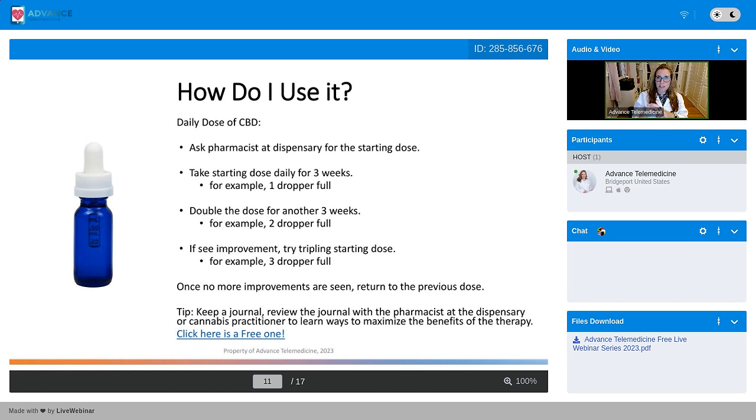So now you've doubled the dose for 3 more weeks. See how you feel at the end. If you say, wow, I feel even better, triple the dose. Now you're taking, on weeks 6, 7, 8, 3 dropper fulls. Eventually, you're going to look back and say, okay, I really noticed no difference between 3 dropper fulls and 4 dropper fulls, for example. So then go back to the 3 dropper fulls, and that seemed to be the dose that gave you the max benefits.